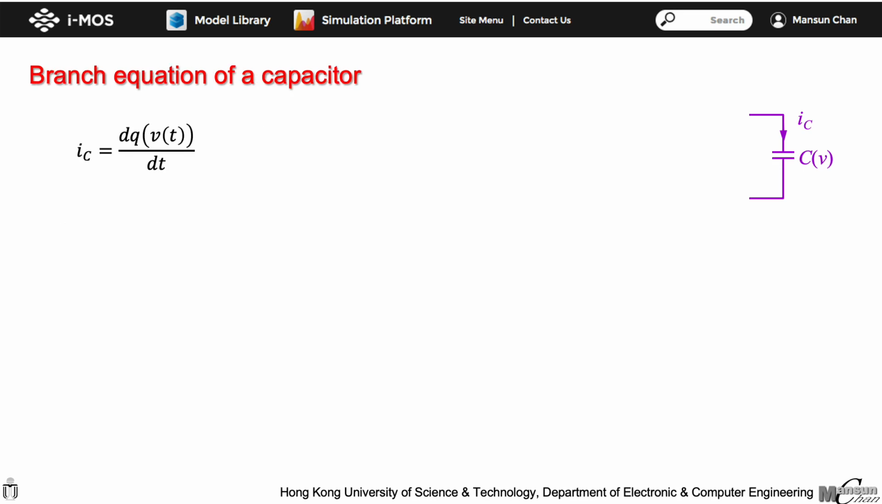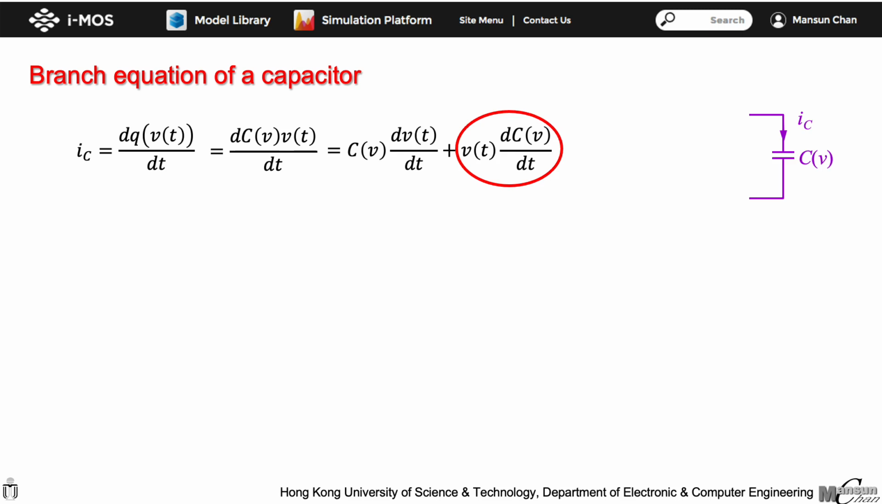We can also look at the problem in another way. For the branch current equation here, if we express the characteristics of the capacitor in terms of its capacitance, the charge at a given time t will be expressed as the capacitance at the given bias voltage times the voltage across it at that particular time. Using the product rule, the equivalent branch current equation is given here. The problem comes from the last term, which can be non-zero as the voltage is implicitly time-dependent. In the case of linear capacitor, it is not a problem because this term goes to 0 with a constant capacitor.